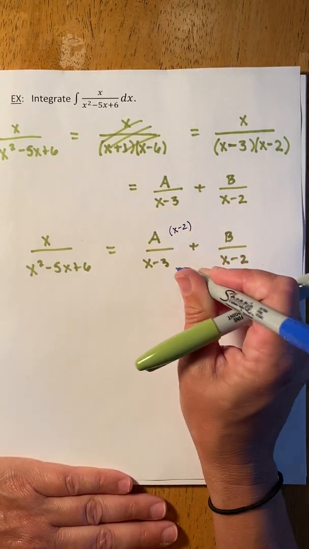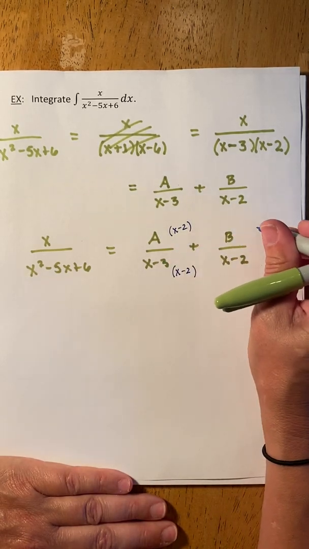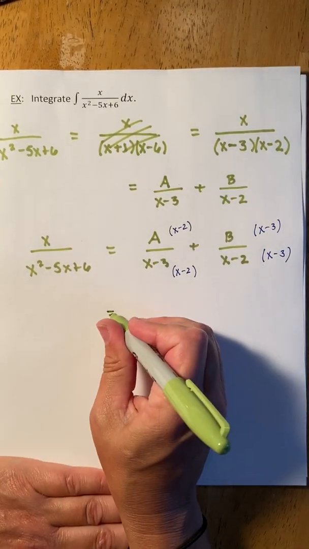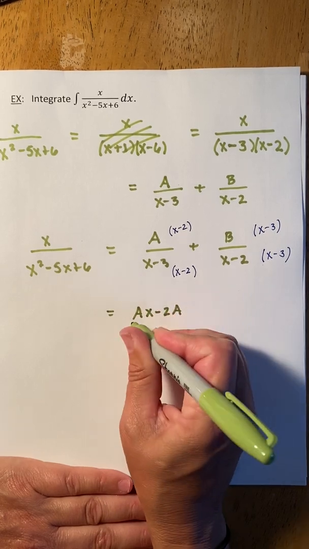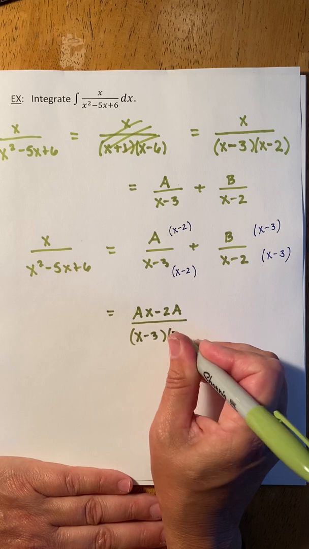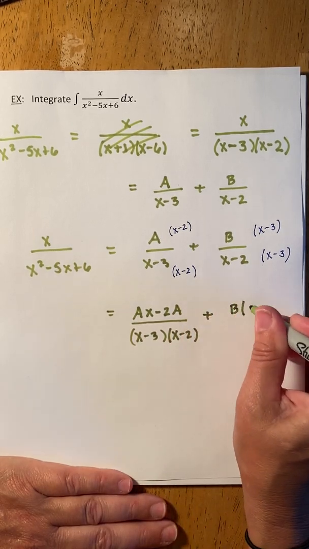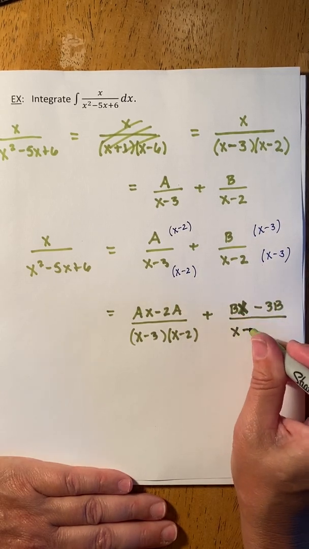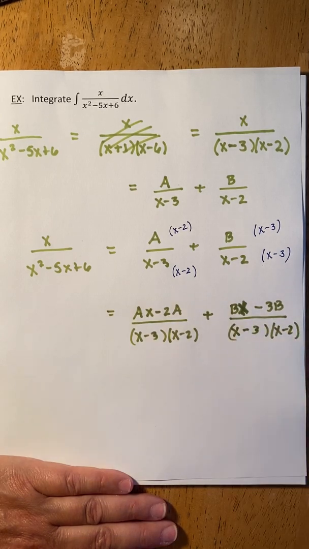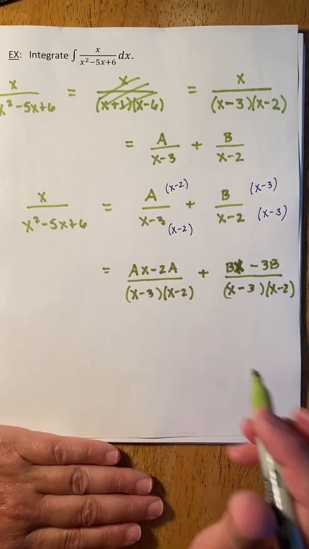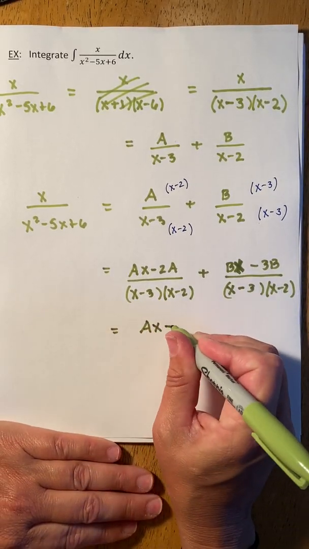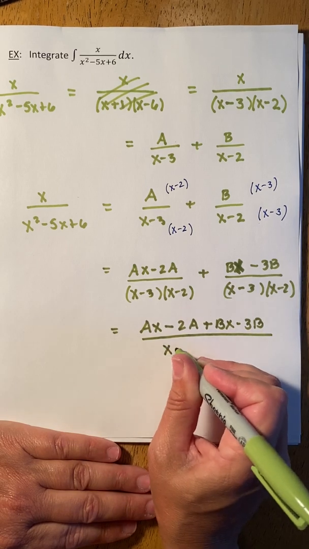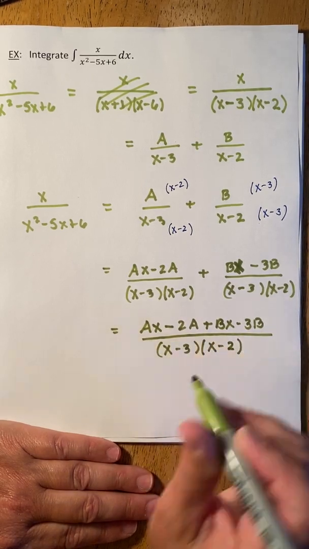So we're going to introduce the factor of x minus 2 to the fraction on the right side, and we're going to introduce x minus 3 to the other fraction. So my new numerator is ax minus 2a, all over (x minus 3)(x minus 2), plus bx minus 3b, sorry, all over (x minus 3)(x minus 2). We don't need to redistribute because those denominators are just going to become irrelevant shortly. So now my new numerator is ax minus 2a plus bx minus 3b, all over (x minus 3)(x minus 2).